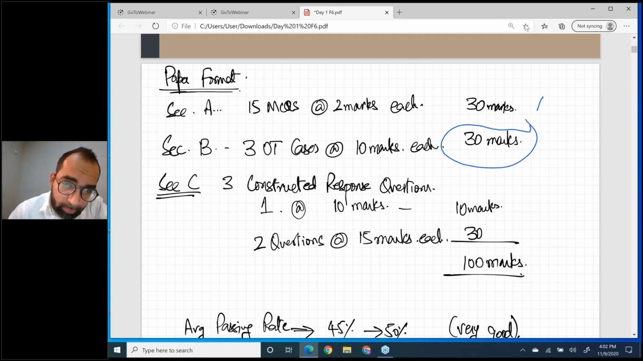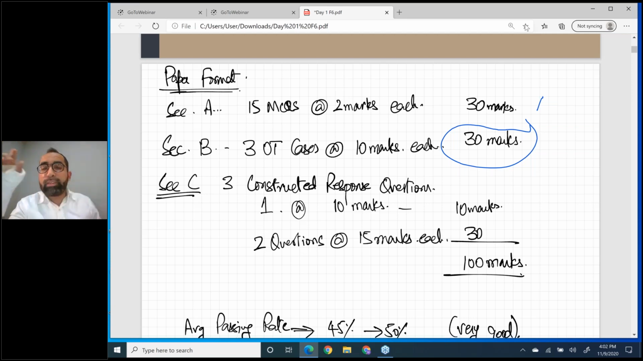Now section C. In section C, you have to do presentation. In sections A and B, no presentation is required. You just have to tick and you can clear. Section C is the constructed response area, CRA. You will have 3 questions in section C, 1 question at the rate of 10 marks, and 2 questions of 15 marks each. Now the question is, from where will this 10 marks question come? This may come from any area, like losses, tax planning, NIC, any area. That's the wish of the examiner.